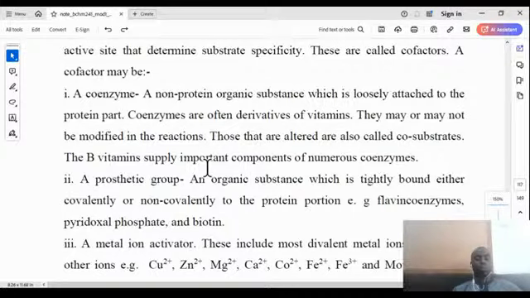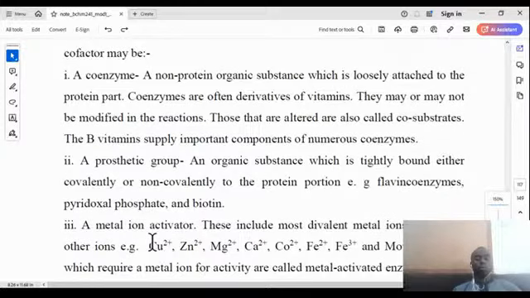So we have a prosthetic group. A prosthetic group is an organic substance which is tightly bound, either covalently or non-covalently, to the protein portion. For example, we have flavin coenzymes and pyridoxal phosphate and also biotin. They are all prosthetic groups.